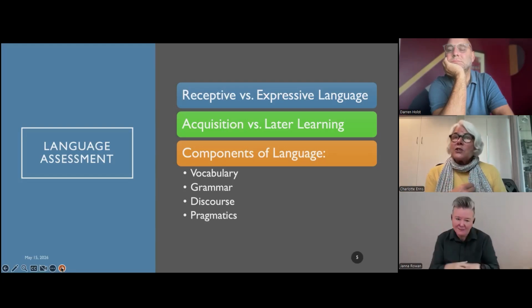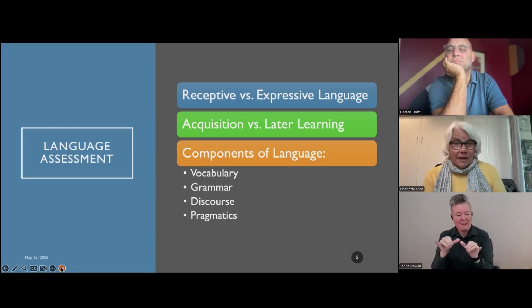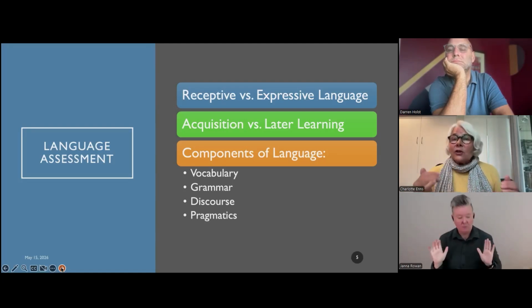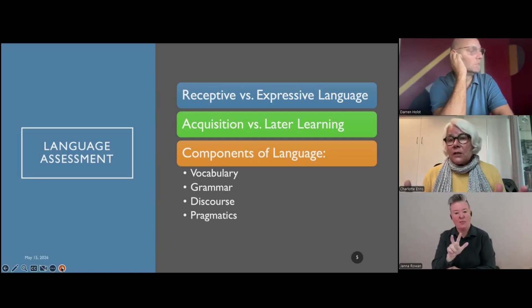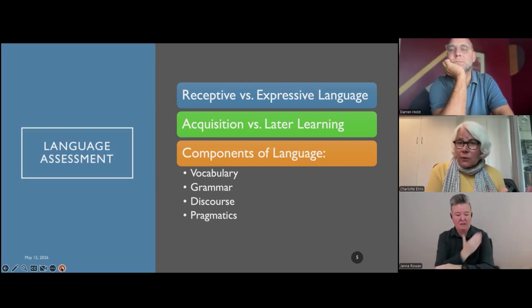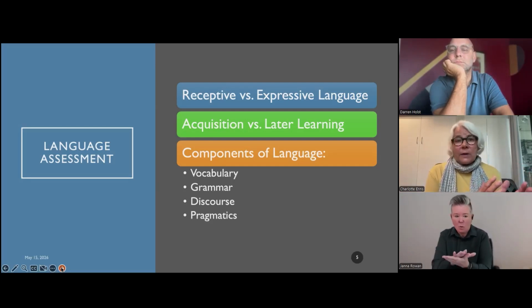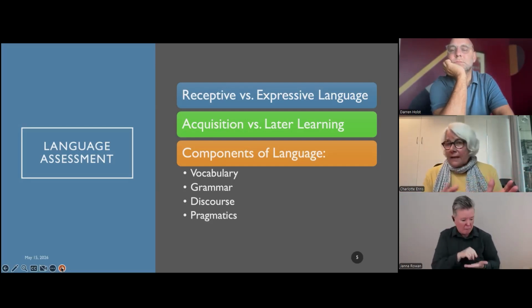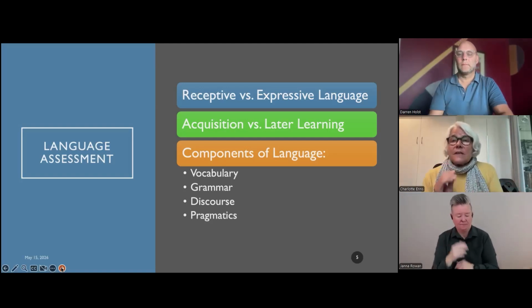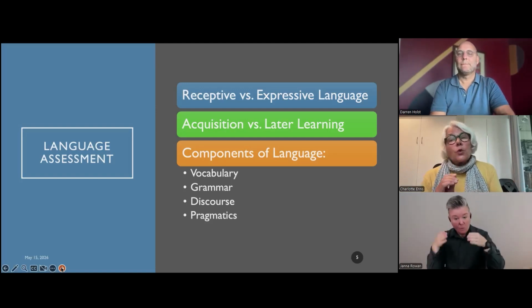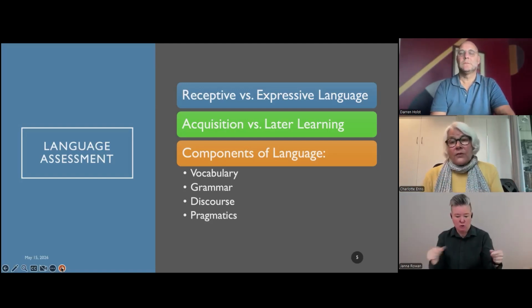So the receptive skills test is obviously a receptive test. So it's just measuring understanding of ASL. And it's geared to children in that 3 to 13 year range. So it's not for preschoolers just acquiring language. It's a little bit older in that school-aged range up to 13. And it specifically focuses on grammar, not those other components of ASL.